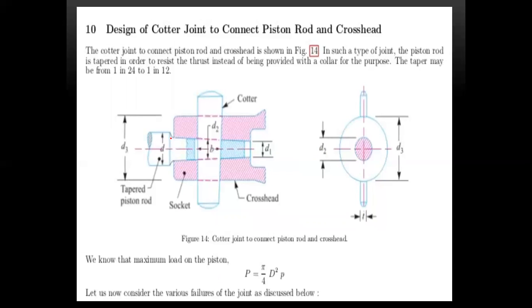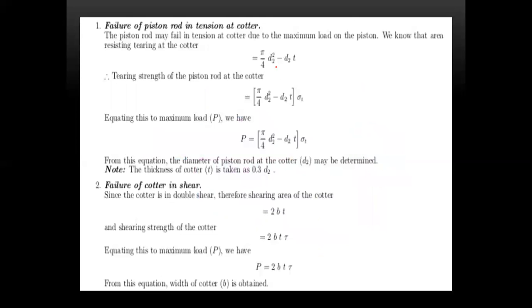Next, design of cotter and connecting rod in a crosshead. I think this may not be in the syllabus, but see how the tapered piston rod is inserted like this, right? Here also the maximum load is equal to pi d square by 4 into p. Again the rod is in tension, so area into tensile strength equated to p. With this we can determine d2.